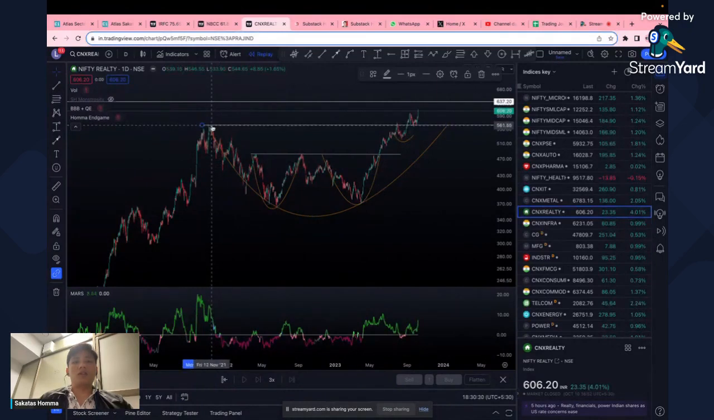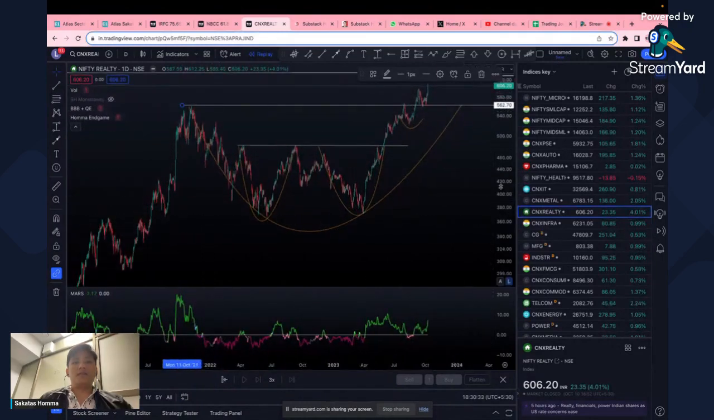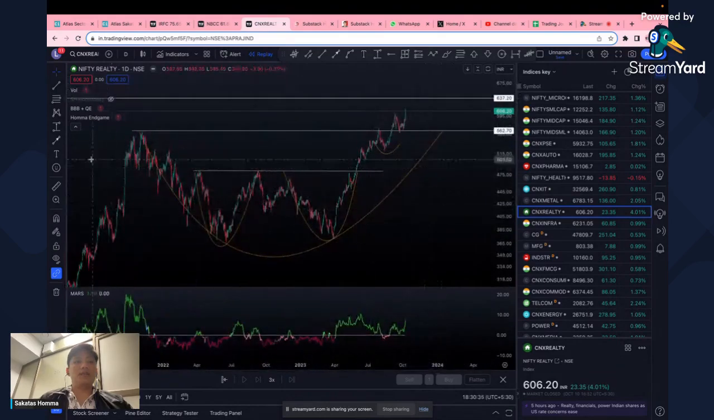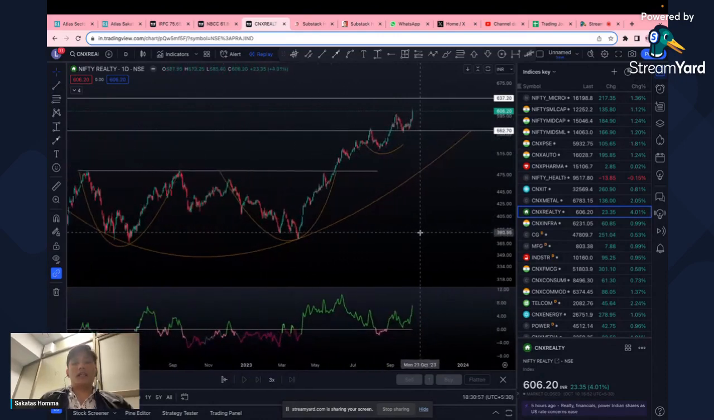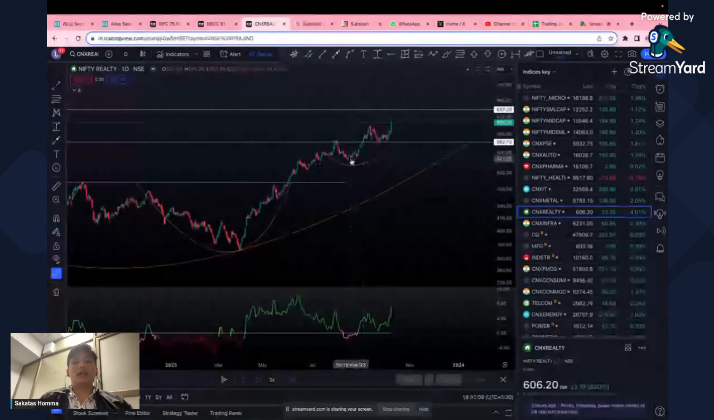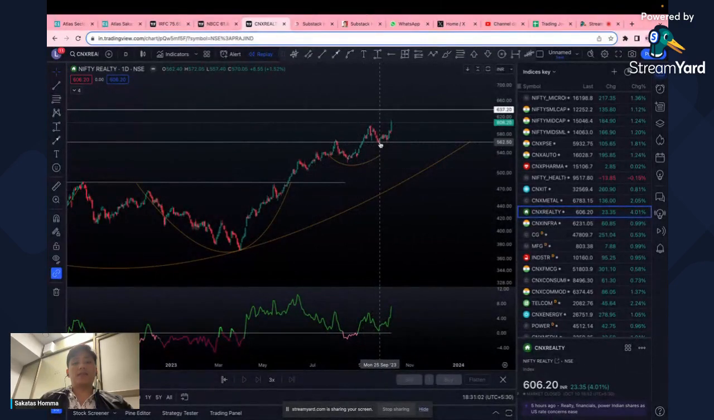This was the O'Neill pivot of the base, and I'll quickly show you what generally happens. Whenever a big base breakout happens, when price reaches the O'Neill pivot, there is some resistance, it corrects, and forms a small sort of a handle. Generally this handle formation is long, and that's why you get the cup and handle shape. In this case it was smaller, then the breakout eventually happened, and then the retest happened.